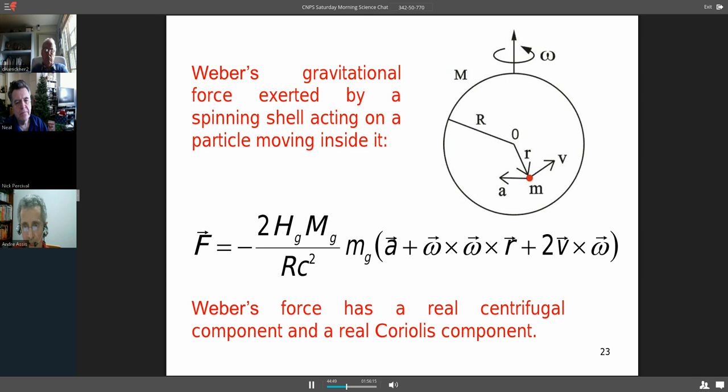But then there is a second term, which is the centrifugal component, omega times r. And there is a third component, 2v cross omega, which is called Coriolis in classical mechanics. So you see, when the set of stars and galaxies are spinning around the Earth in any frame, there will be a real centrifugal and a real Coriolis force acting on the test body according to Weber's law.